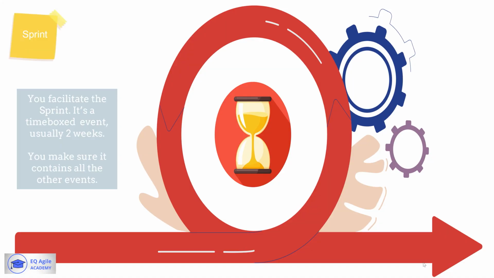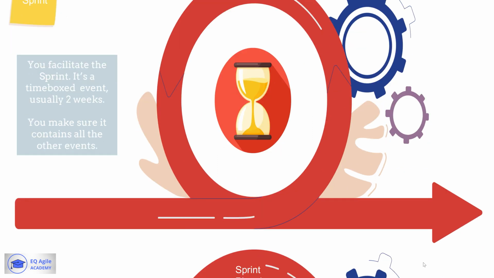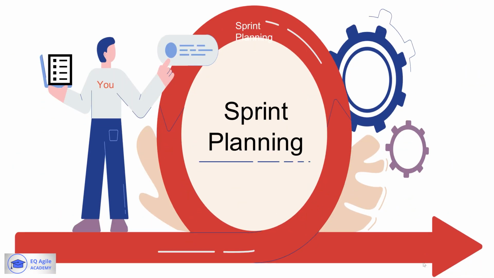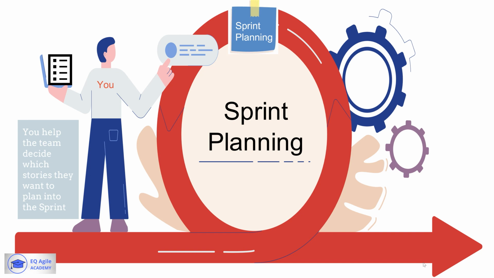So let's start with the sprint. You're going to facilitate that to happen successfully. It's a time-boxed event, usually 2 weeks. You make sure it contains all the other events. Next comes sprint planning. It's your job to help the team decide which stories they want to plan into the sprint. So imagine yourself saying, "Team, which stories do you want to move from the product backlog to the sprint backlog?" And you might think this is weird, but when I was just getting started, I used to practice saying this out loud just to get the feel of it. So you might want to try it with your mirror, your cat, your dog, or your spouse.